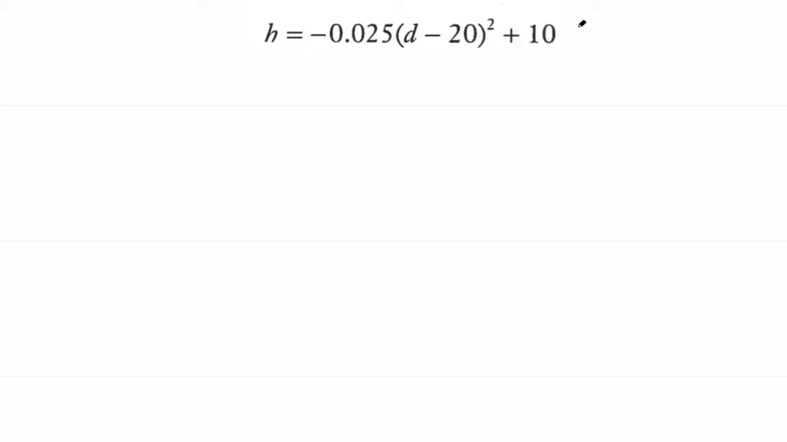All right, so this equation is in the form of h = a(d − h)² + k. Using this, what is the maximum height of the ball? Again, this is going to be a downward-facing parabola. If that's the case, the maximum happens at the vertex of this parabola, which is (h, k). So in this case, h is 20 and the k value is 10.